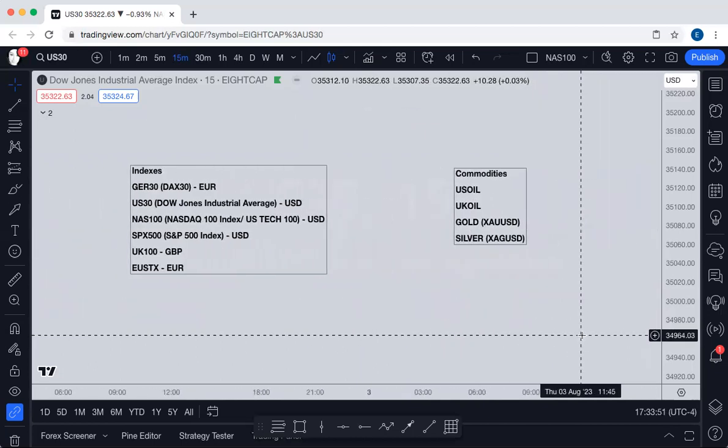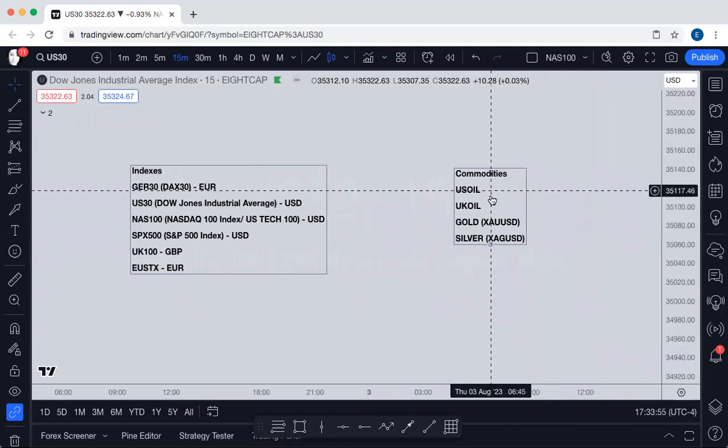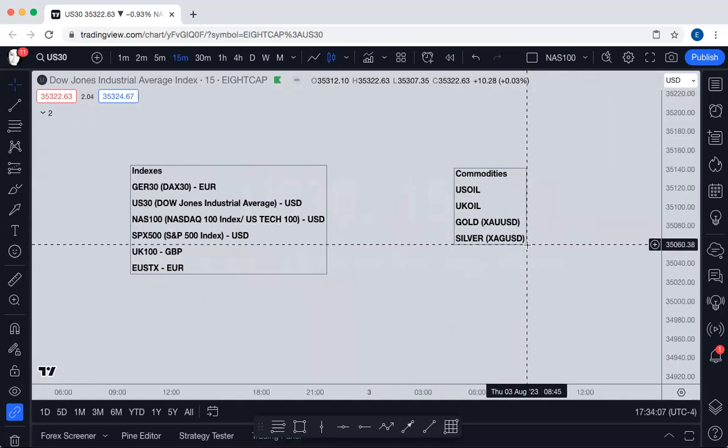What else? So you heard me talk about commodities, right? So US oil, UK oil, gold, which a lot of the times you'll see as XAU USD. Like on the periodic table, for chemistry, XAU means gold. So for gold, XAU USD, silver, XAG USD, okay? Those are the same things.